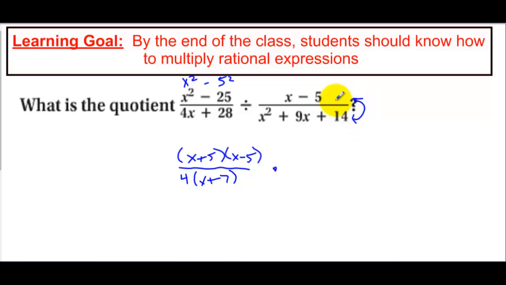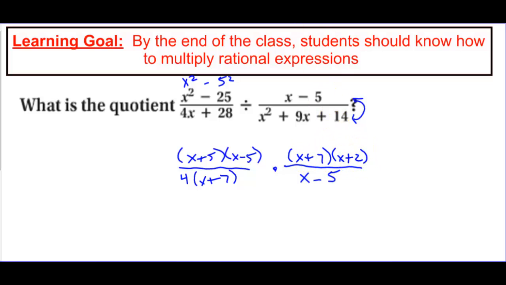Right, so I'm going to say the x minus 5, that's a linear term that does not factor, and there's no GCF. So I'm just going to say, well, x minus 5 ends up on the bottom. This is a quadratic trinomial, so I'm looking for things that multiply to 14 and add up to 9, and that is x plus 7 and x plus 2.